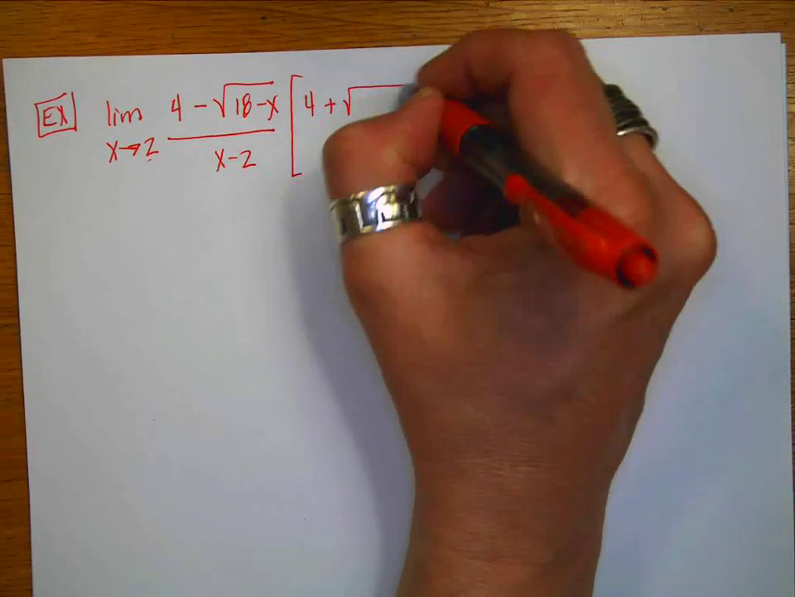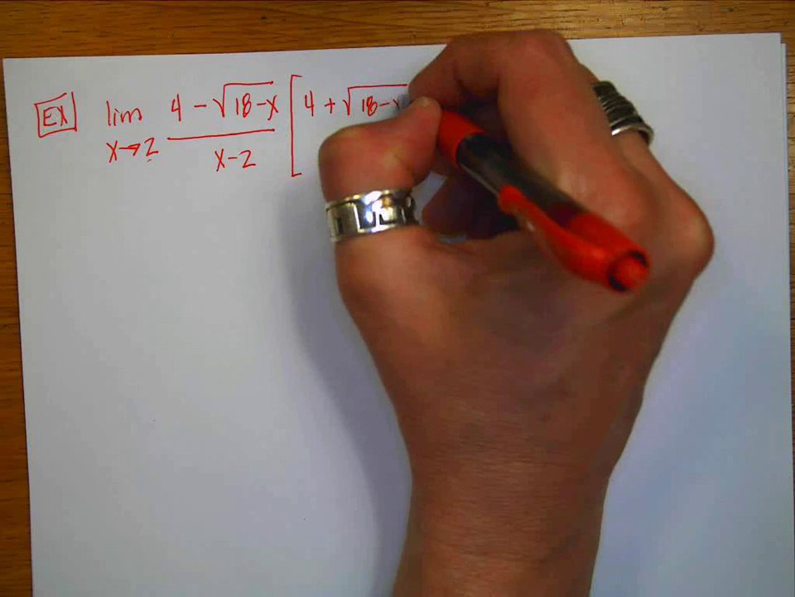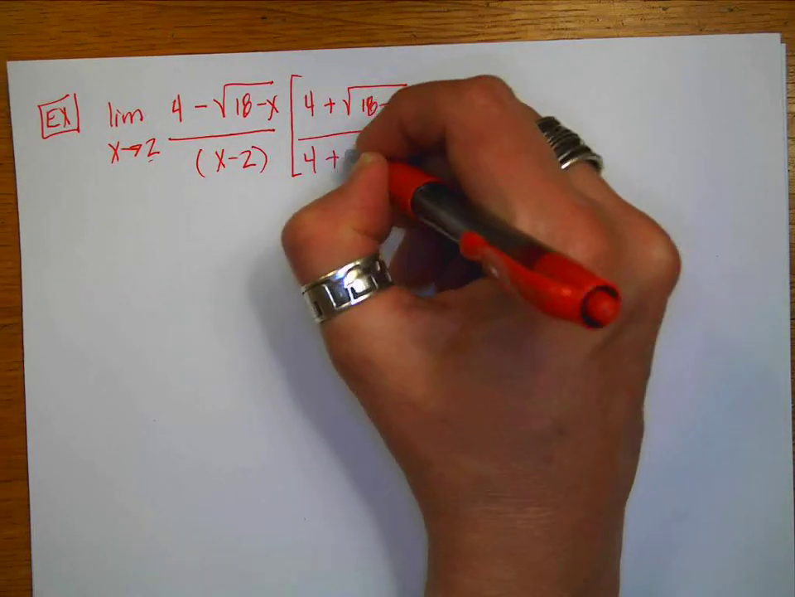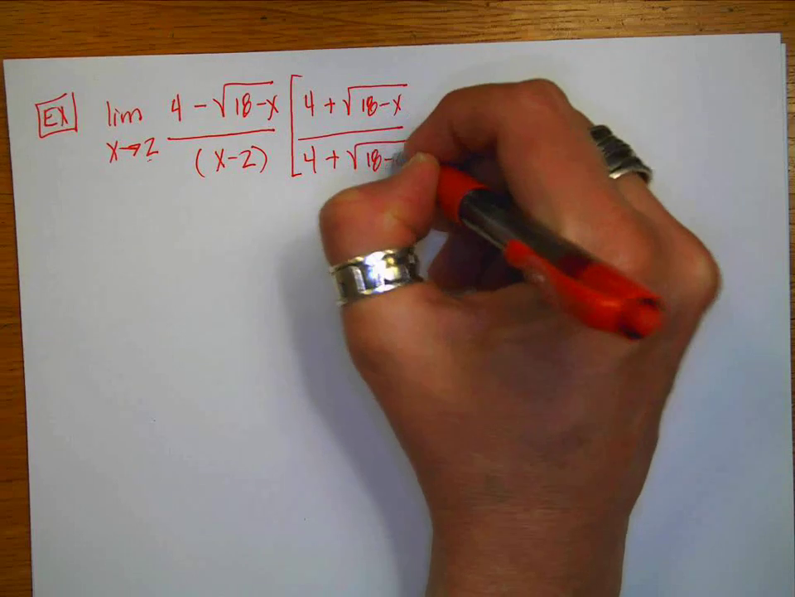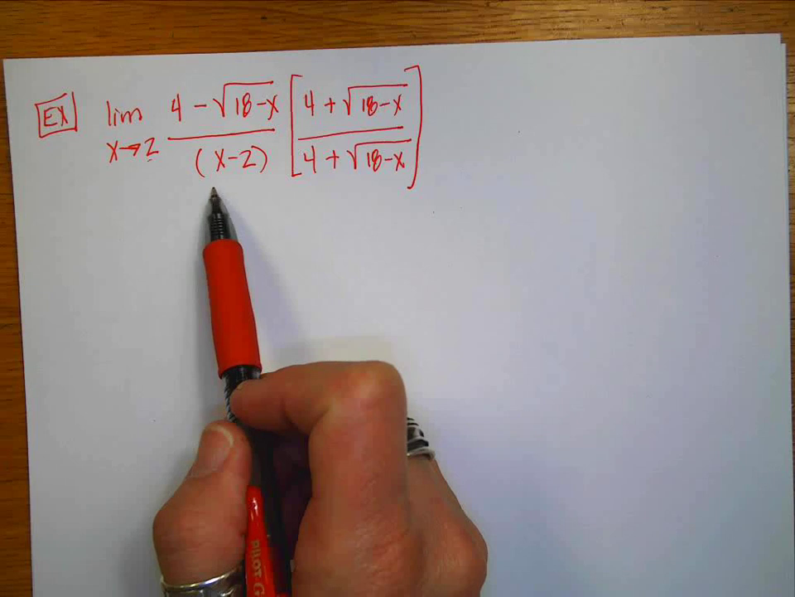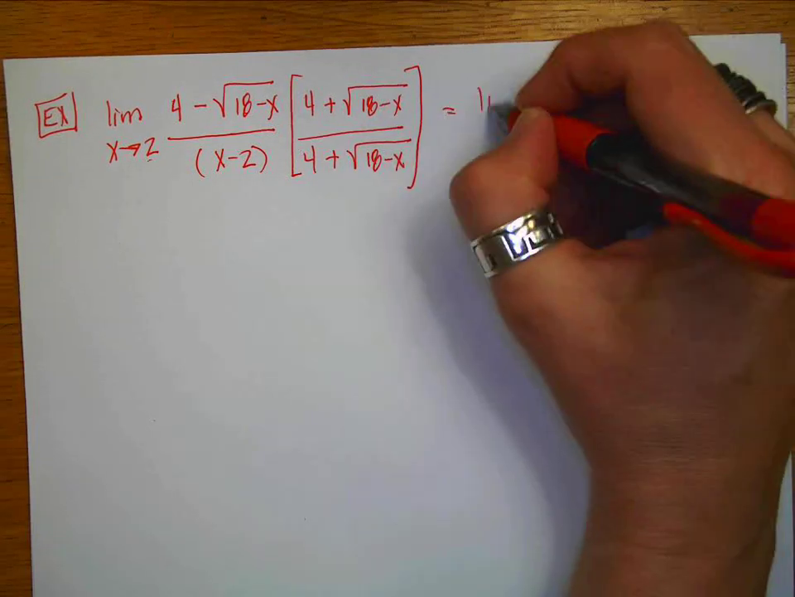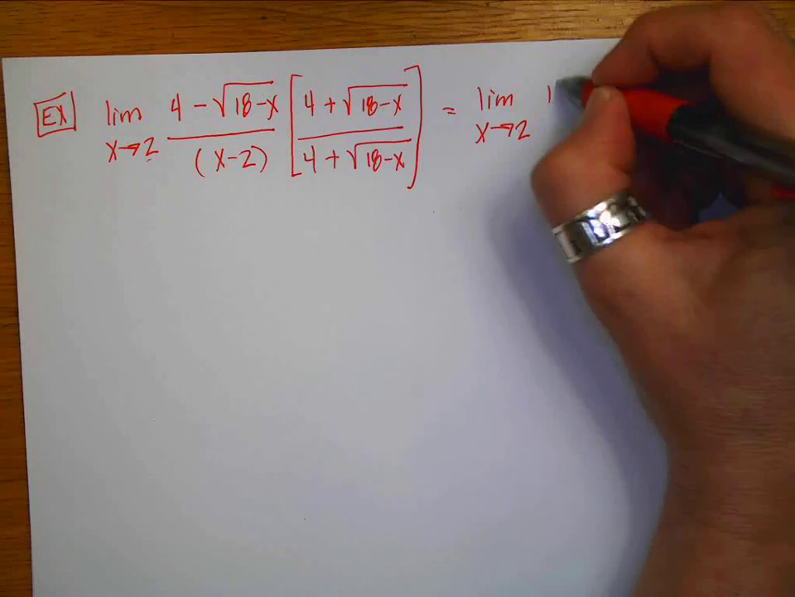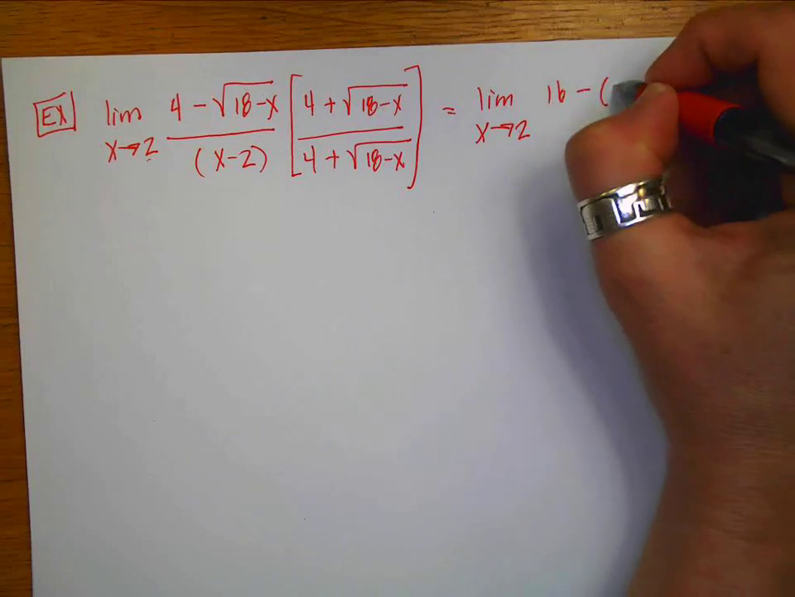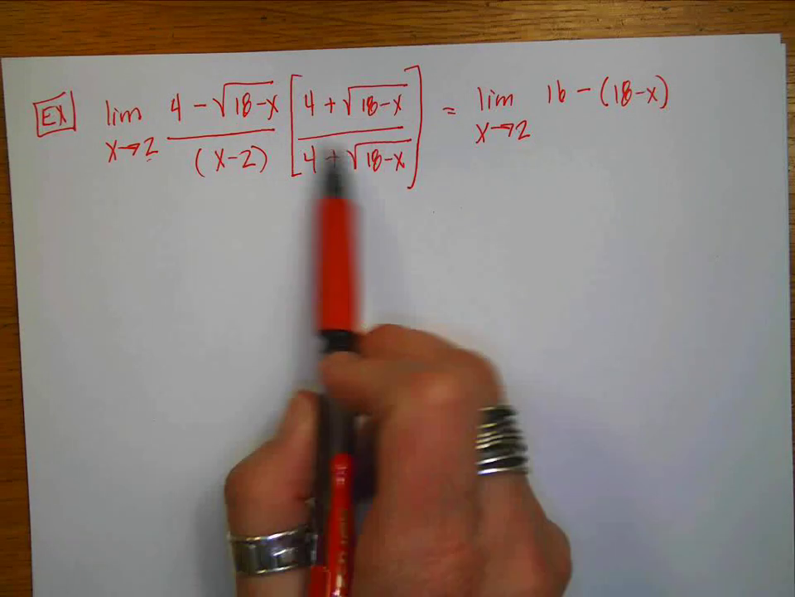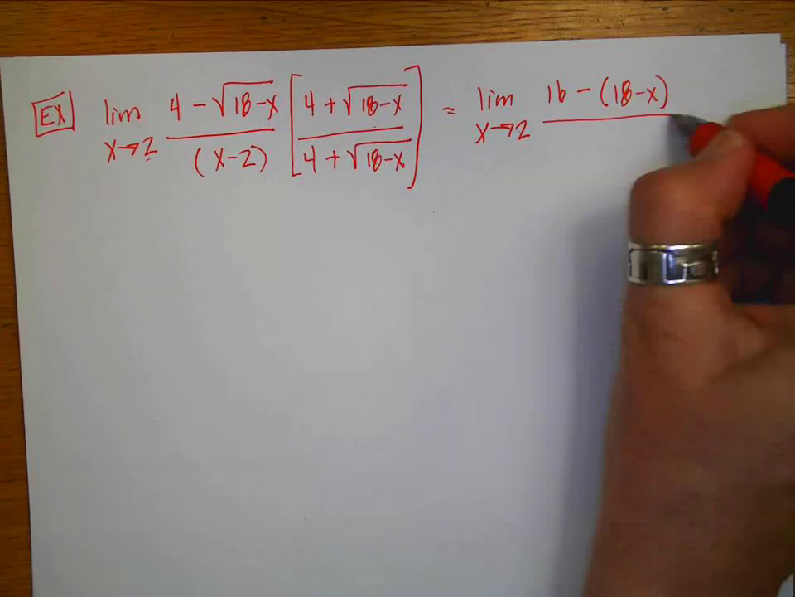So I'm going to multiply by 4 plus and then 18 minus x. Remember, I'm not going to distribute on the bottom because I'm hoping that one of the factors will disappear to eliminate the indeterminate form. So if I multiply through, remember you have to carry the notation. So 4 times 4 is 16 minus, and then I'm going to do the 18 minus x because the radical times the radical gives the underneath.